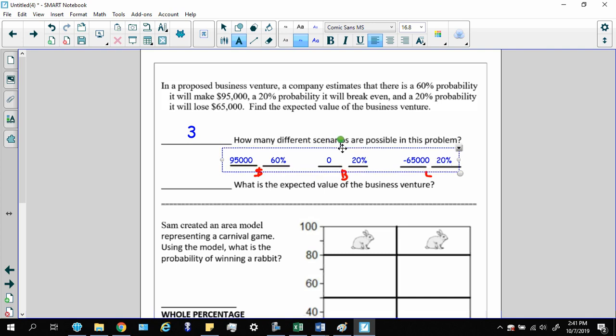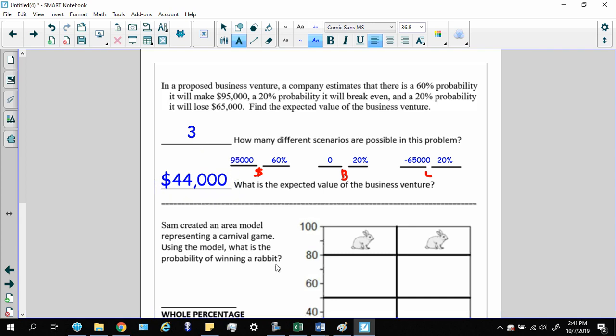So what are the odds of me winning? Or not winning, but what's my expected value? Remember, I want to take each pair and multiply it. 95,000 times 0.6 plus 0 times 20% plus negative 65,000 times 0.2. All right. Estimated $44,000.